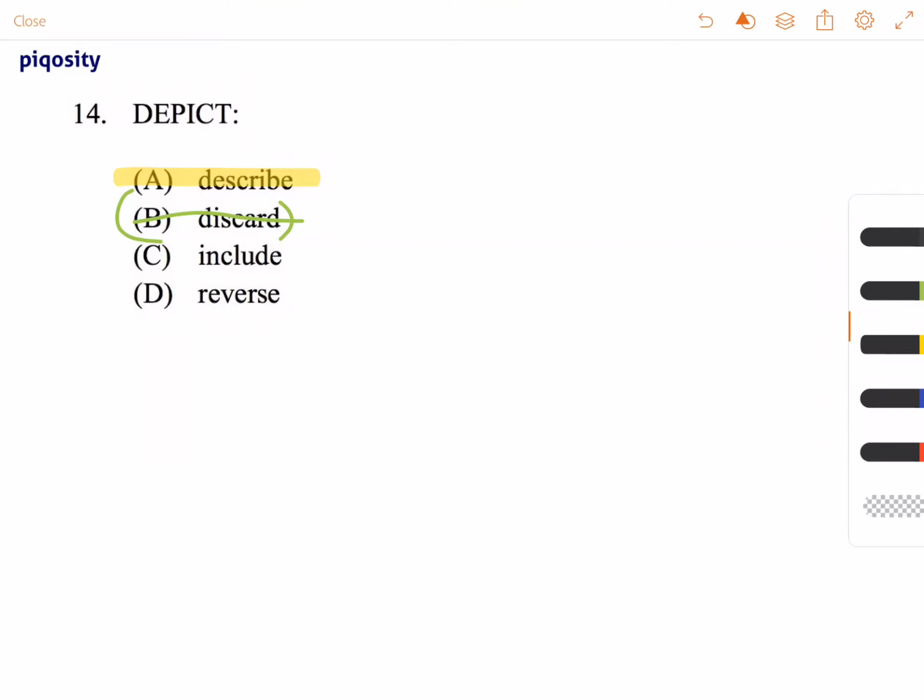So that doesn't really work with it since you're trying to talk about something or show something. Then C, include, which means to make part of a whole or set. So you might include something in a depiction, but it's not the depiction or to depict something in itself. So that doesn't really work.